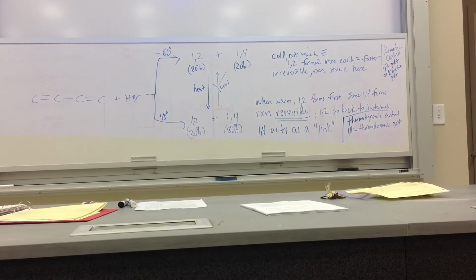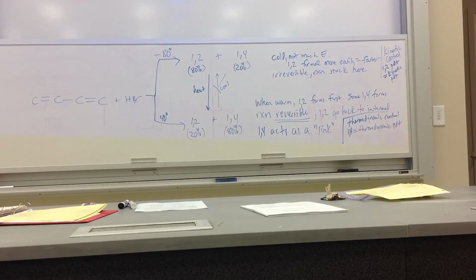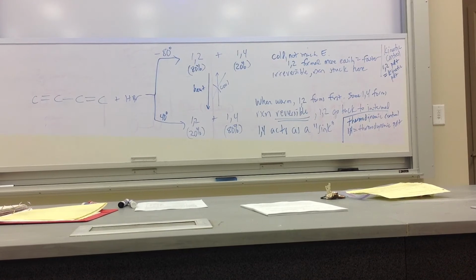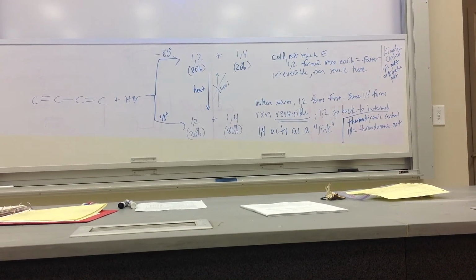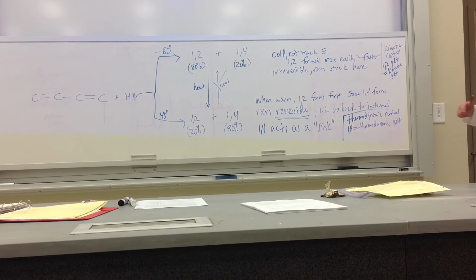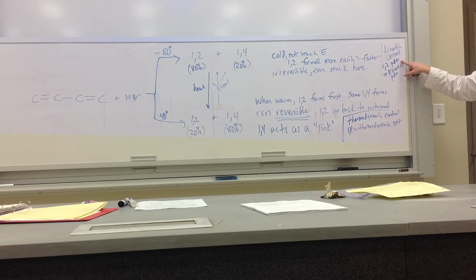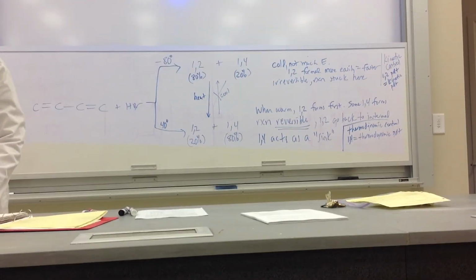You have to be careful. The kinetic product is not always the 1,2. You have to actually look at a reaction and think about it before you spit out what the kinetic product is. A lot of the times it is the 1,2, but on the worksheets, and I think on the practice test, I try to trick you, and that's not necessarily always the case. Okay.